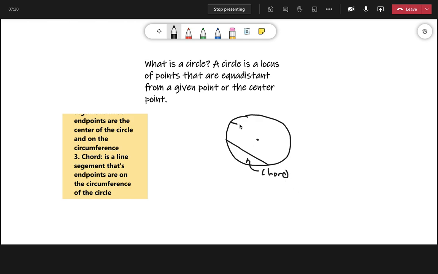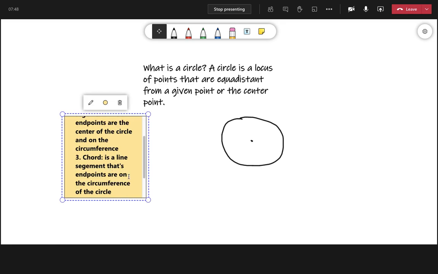Again, it can be from any direction as long as the two endpoints lie on the circumference of the circle. You can have multiple chords in one figure, like that. But the two endpoints have to be on the circumference of the circle. Okay, so let's go to the next one.